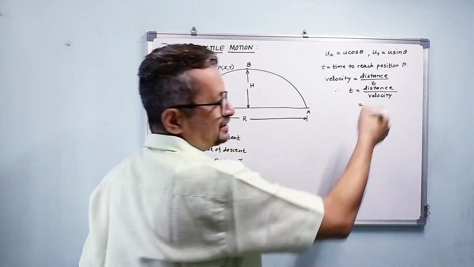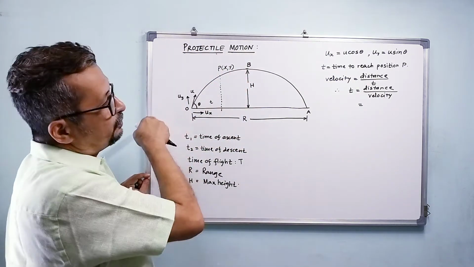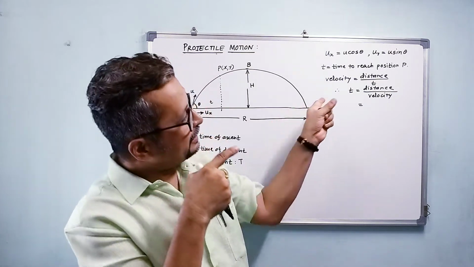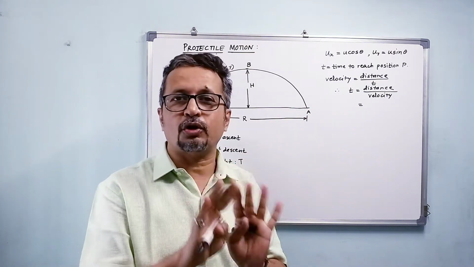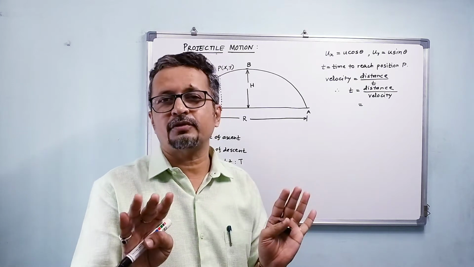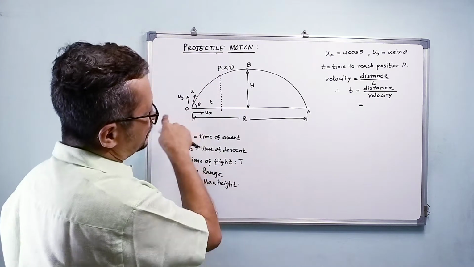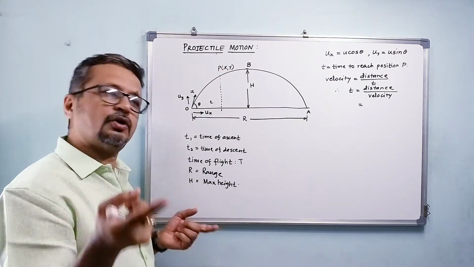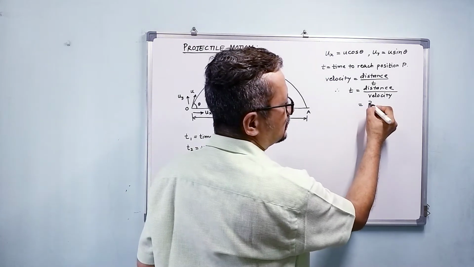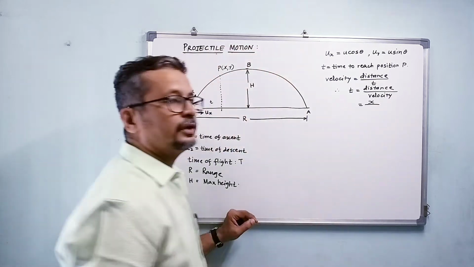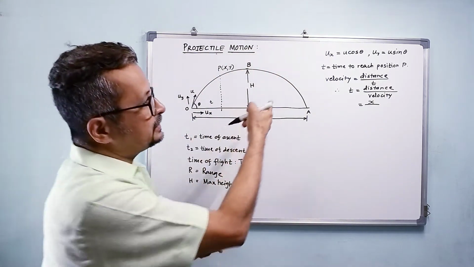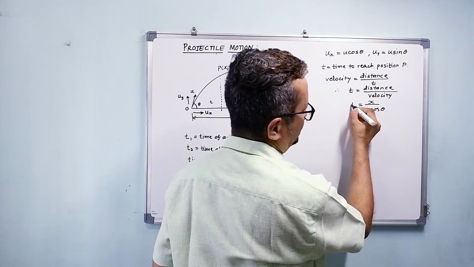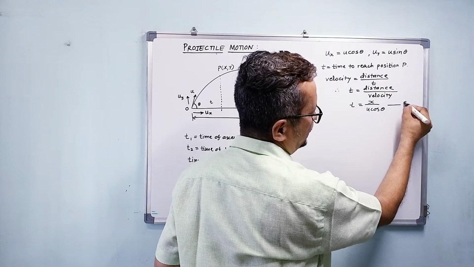Now what is the horizontal distance? I am talking about horizontal distance because I can apply this equation only to horizontal motion, where the velocity is uniform. The coordinates with respect to my origin O are x comma y, so the horizontal distance covered is x. What is the horizontal velocity? It is u cos theta. So the time taken is x upon u cos theta. This is my equation number 1.